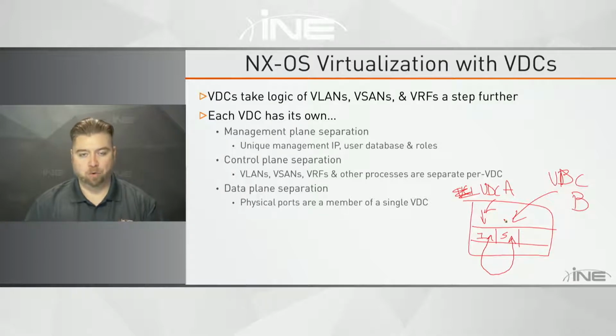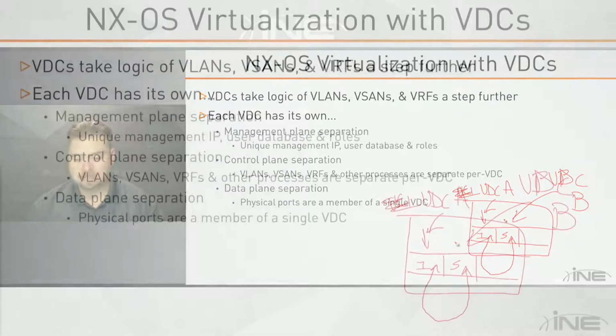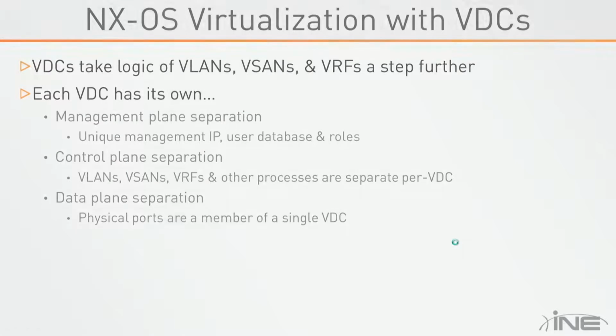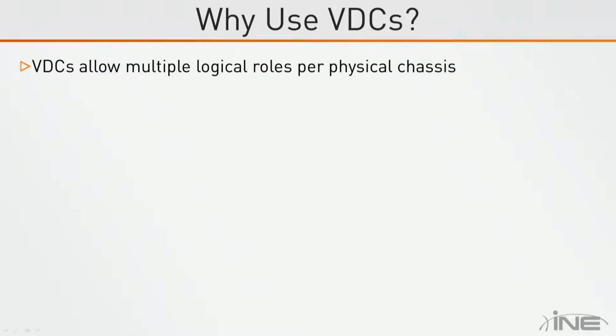But from a management point of view, when you telnet or you SSH into the virtual device context, you don't necessarily know that the NXOS instance is virtualized. When you look at show run, show interface status, show IP route, etc., it looks like it's going to be its complete separate isolated switch. Now, in terms of the use case for this, the main reason that you would typically use a VDC is that you want one physical chassis to be managing multiple roles in the network at the same time, so multiple logical roles.